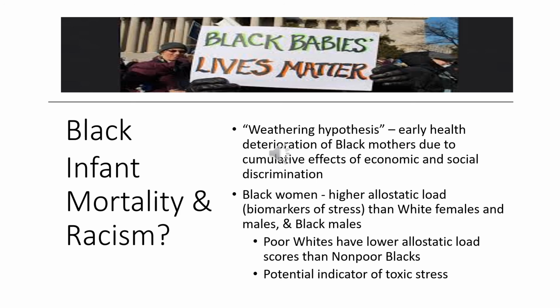So it's now being questioned whether higher rates of Black infant mortality are associated with the cumulative effects of economic and social discrimination. This is called the weathering hypothesis: that Black mothers have a deterioration in their health due to accumulated stress. Black women do show higher allostatic load, or various biomarkers of stress, things like blood pressure, BMI, cholesterol, compared to white females and males or Black males. And it's not just about money, because poor whites have a lower allostatic load than non-poor Blacks. So there's been a suggestion that perhaps toxic stress is taking its effect on Black women and their ability to have a healthy weight baby that's not so at risk.